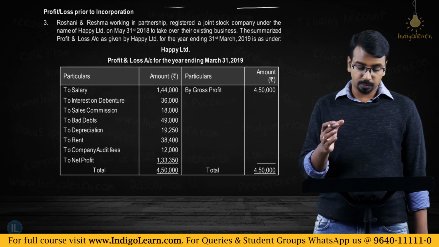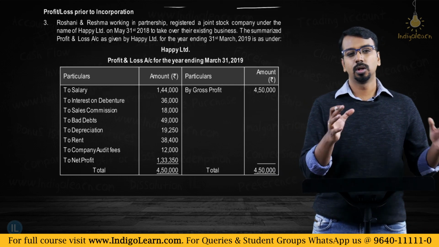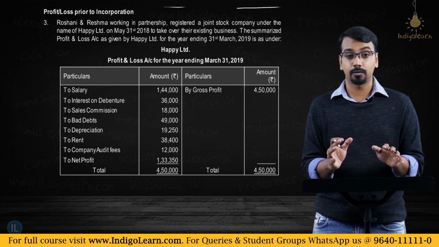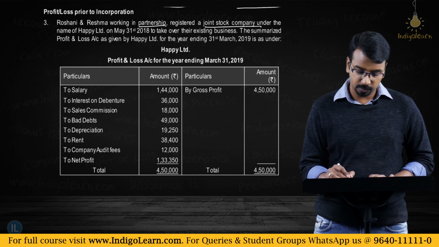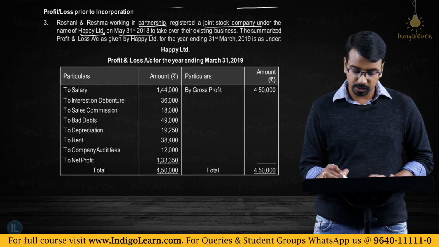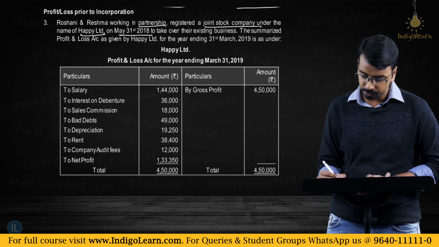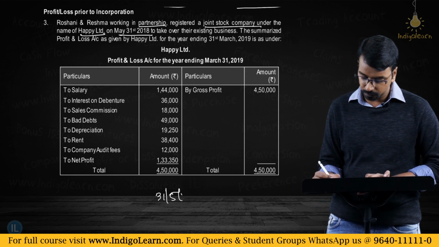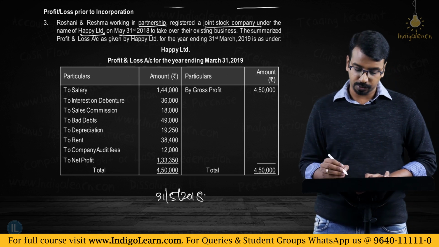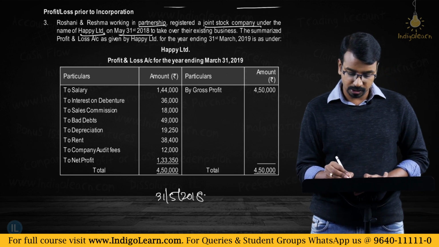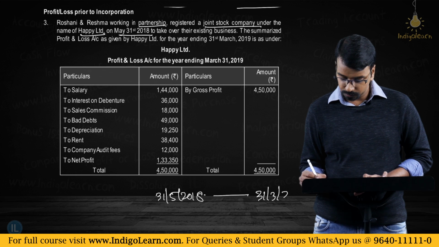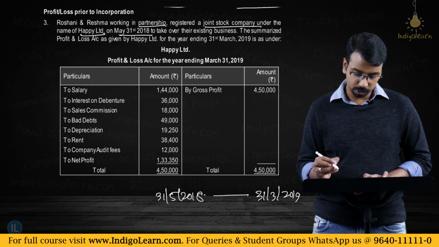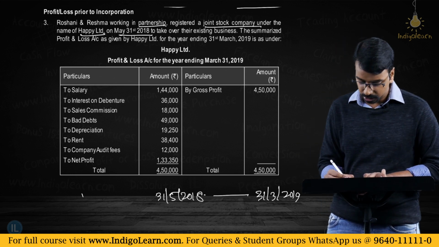The next question is on profit and loss prior to incorporation. Now, this again should be a cakewalk for you. Roshni and Reshma, working in partnership, registered a joint stock company under the name of Happy Limited on 31st of May 2018. So what is the incorporation date? 31st of May 2018. This is the incorporation date. The summarized profit and loss account is given for the year ended 31st of March 2019.